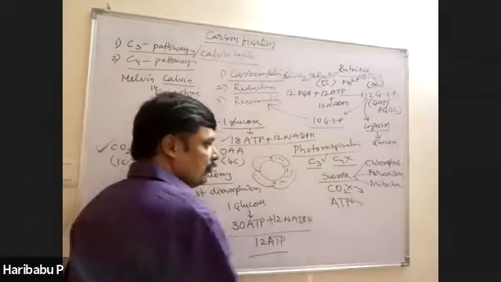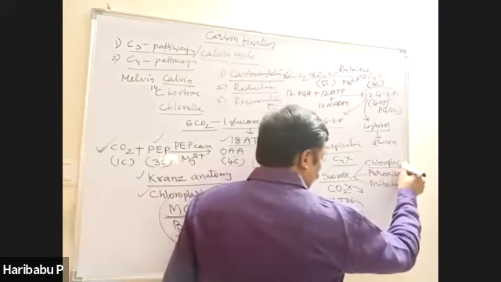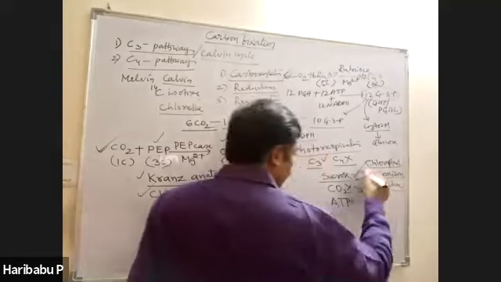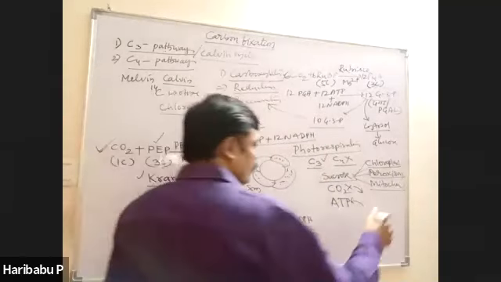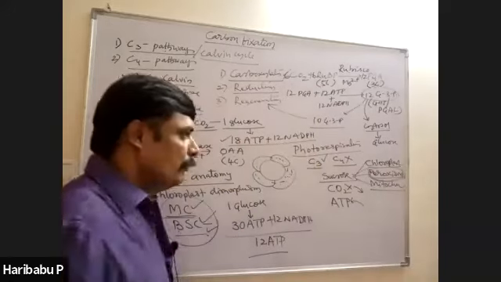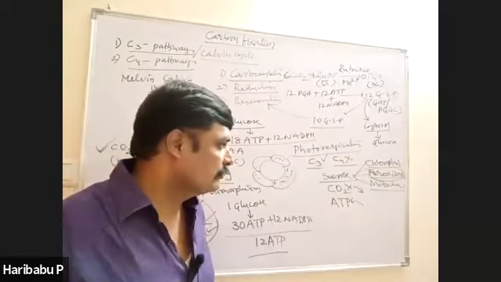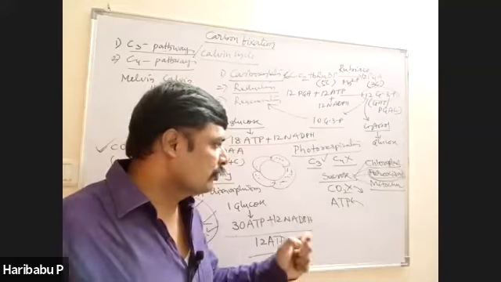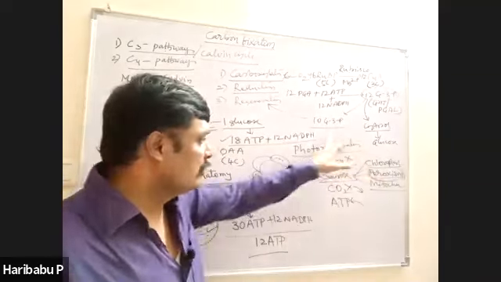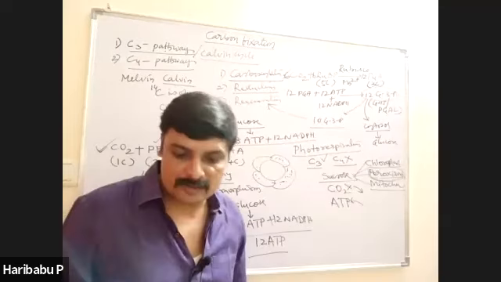Photorespiration involves 3 cell organelles: chloroplast, peroxisomes, and mitochondria. But the main photorespiratory cell organelle is the peroxisome. So this is about photorespiration.